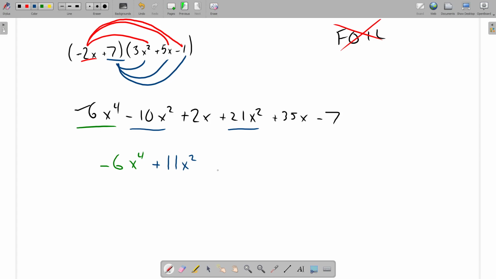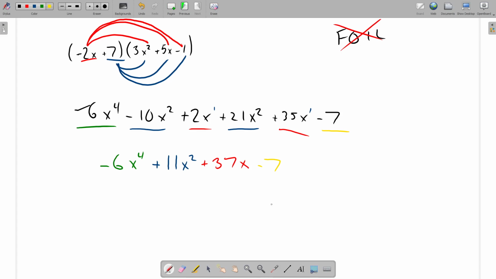The next highest degree that I have is a single x, meaning the exponent is 1. I have 2 of them here, and I have 35 of them there. If I combine them, well, 2 plus 35 is 37x. And then I have a single constant term, a negative 7.